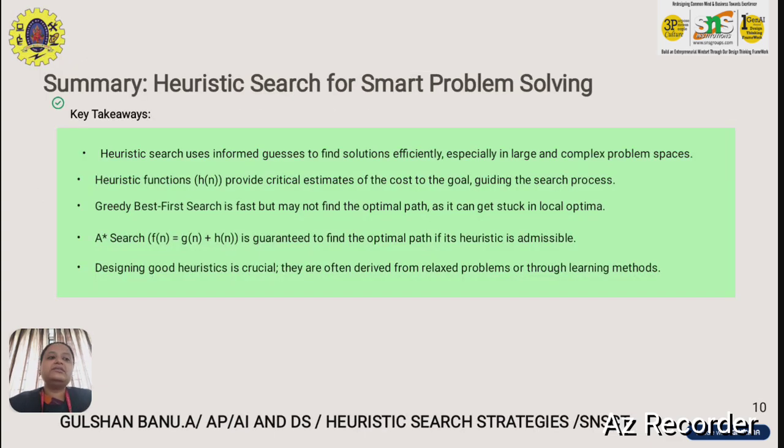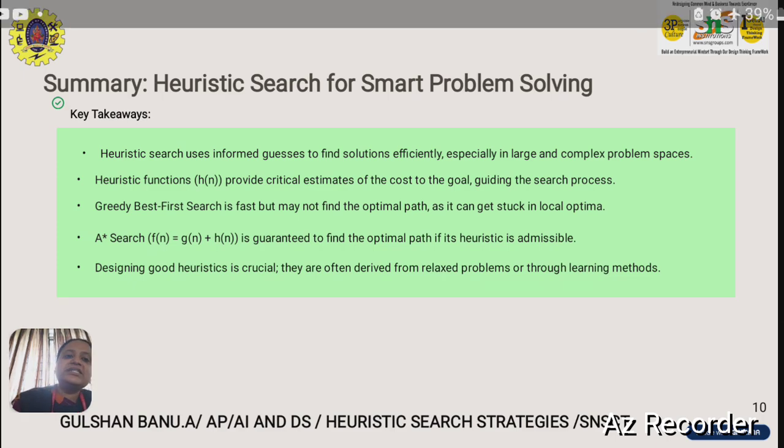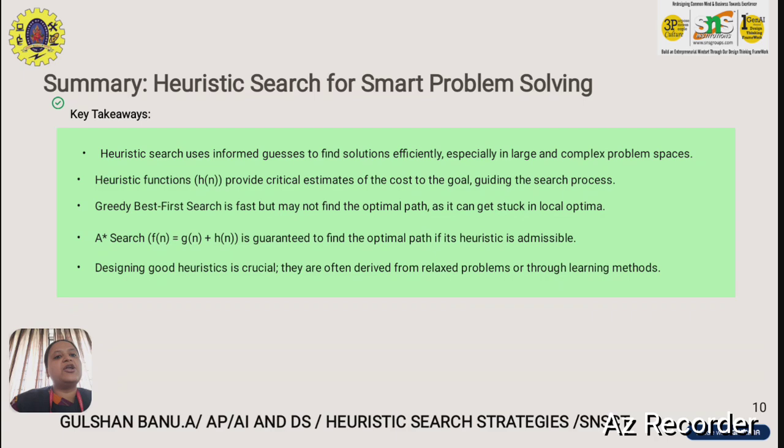So these are the key summary points for today's topic. Heuristic search uses informed guesses, and it uses the term h of n. Greedy best first search is fast but may not find the optimal path. A star search takes the value of g of n plus h of n. Designing a good heuristic is crucial. So this is all about heuristic search.